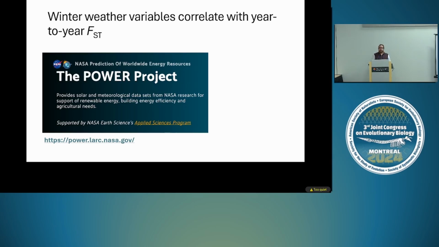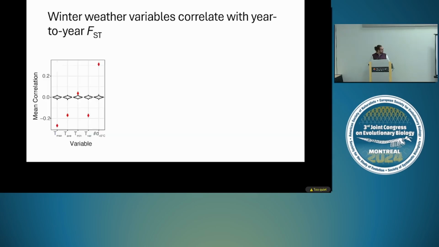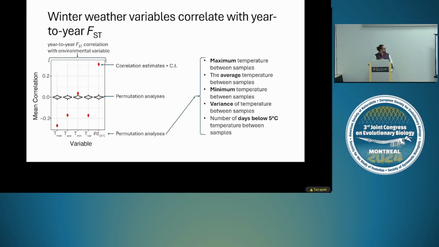And to do that, we mined publicly available data from NASA, particularly from the POWER Project, another great publicly available resource. Now, the general gist of the analysis that we did is that we try to assess correlations between our FST statistic and a number of ecological estimates calculated between samples, right? So we calculate pairwise FST, and then we calculate ecological summary statistics that cover the same period.